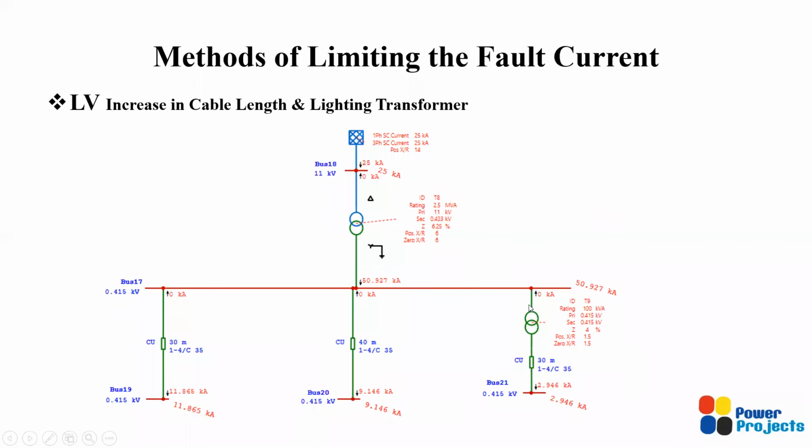There is another option. You can go with a lighting transformer as well. Here we have considered a 100 kVA lighting transformer, which, with the same 30 meter length, reduces the fault current drastically to less than 3 kA. So in low voltage systems, you can either increase the cable length, or you can use a lighting transformer to reduce the fault currents.